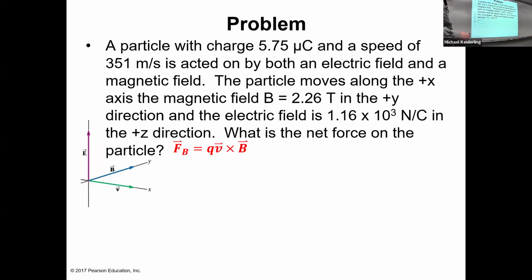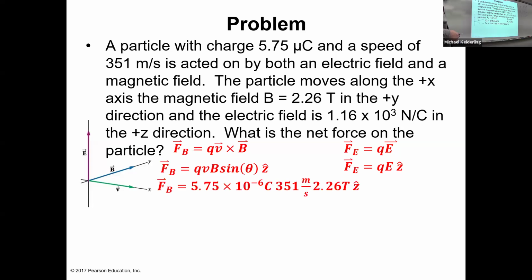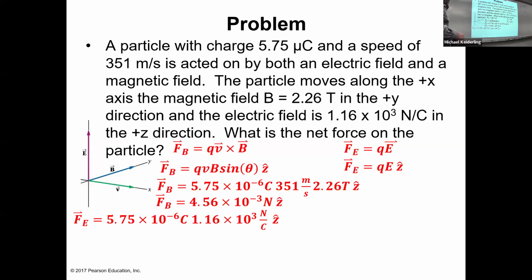So force from the magnetic field is QV cross B. Force from the electric field is QE. To work out the direction, it's in the positive z direction. It's QVB sine theta times z hat, and the electric force is QE z hat. So 5.75 times 10 to the minus 6 coulombs times 351 meters per second times 2.26 Tesla is 4.56 times 10 to the minus 3 newtons in the z hat direction.